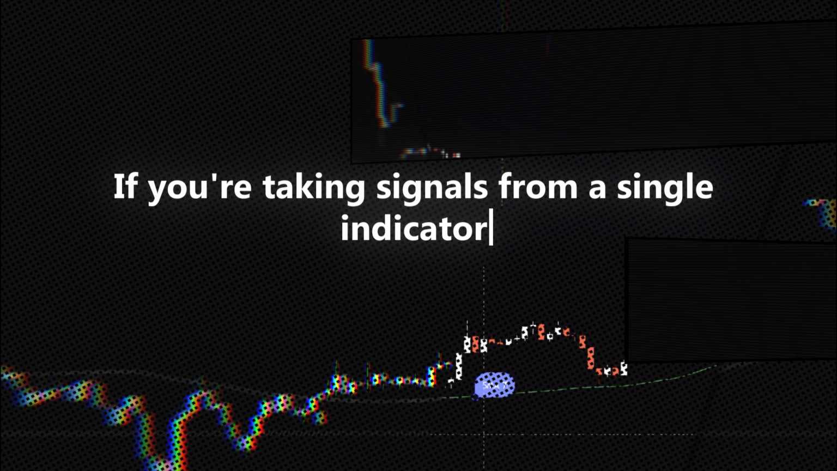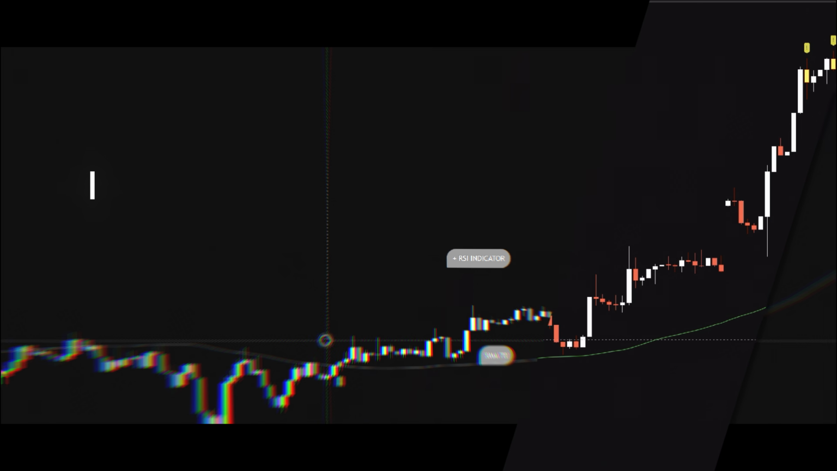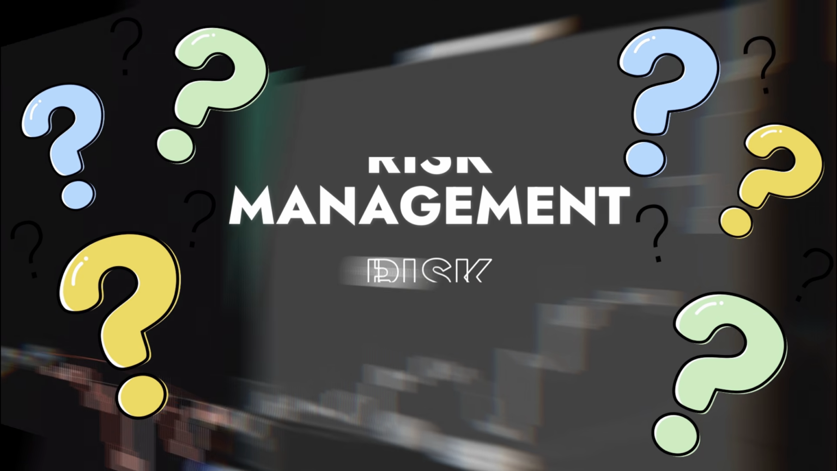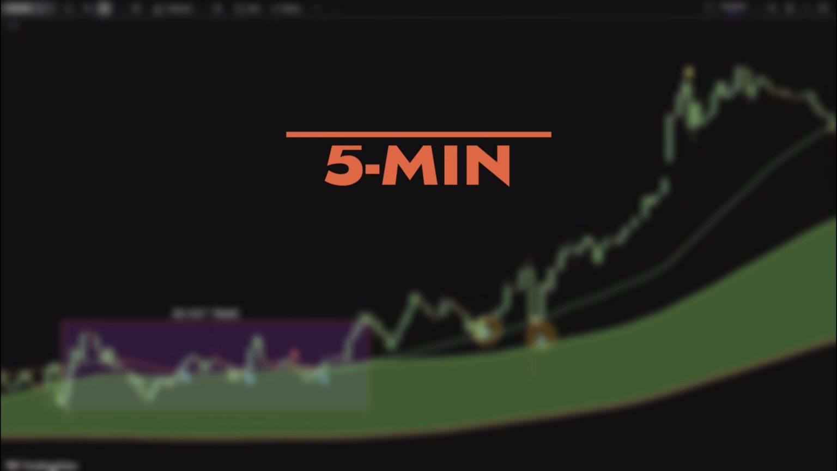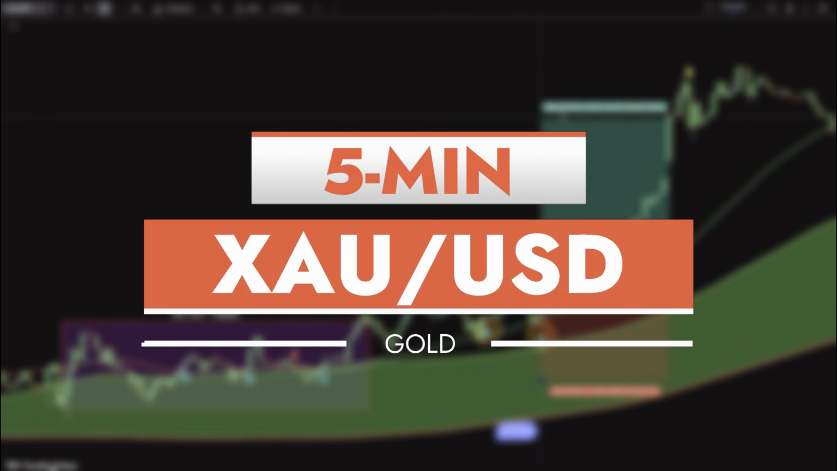If you're taking signals from a single indicator without context, you're losing money. I don't care how clean the setup looks. I don't care if it worked twice last week. Without trend identification, without momentum confirmation, without risk management, you're just handing your capital to the market. I'm going to show you a proof of concept on XAUUSD 5-minute charts that fixes this.